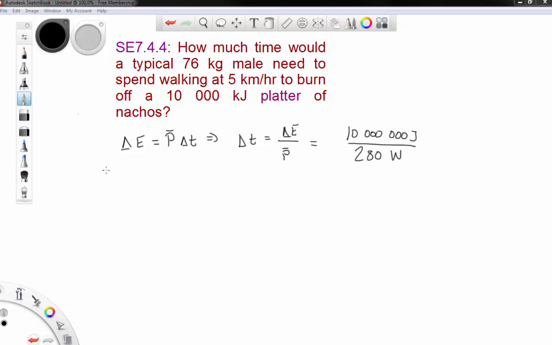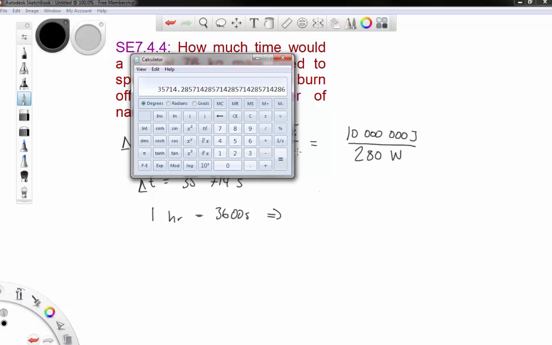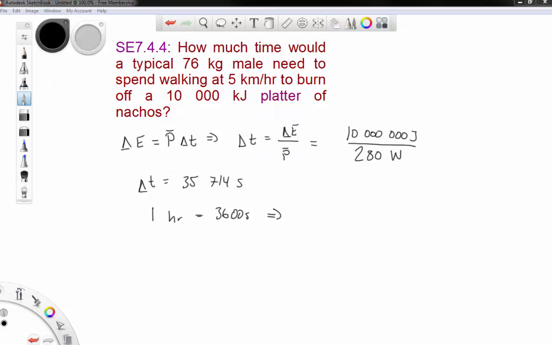So we would need to spend a total time of 35,714 seconds walking. Recall that 1 hour is 3,600 seconds. So if we take this time and we divide it by 3,600, we've got the number of hours that we're going to spend walking, 9.92 hours.